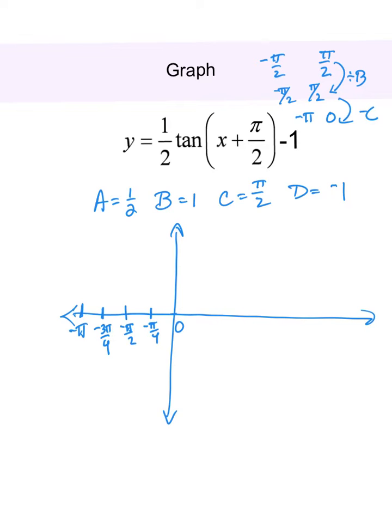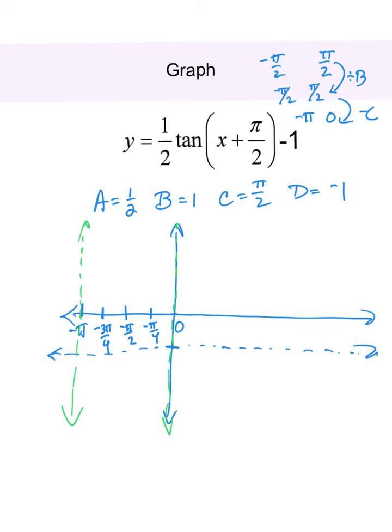Now, my graph is shifted 1 down. So I'm going to draw in a transformed x-axis 1 down from here. And then I'm going to think about what my tangent graph looks like. I have asymptotes at either end of where I'm graphing. So I'm going to have a vertical asymptote here, and I'm going to have a vertical asymptote here.